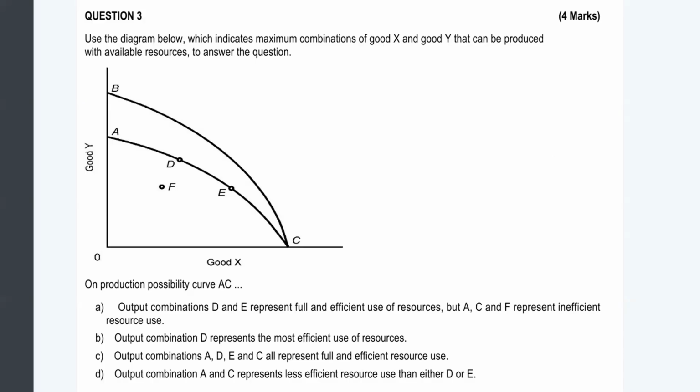So this question says, use the diagram below, which indicates the maximum combination of good X and good Y that can be produced with available resources to answer the questions. Now, I want to highlight something about the reason why I like doing questions. Let me give you an example.